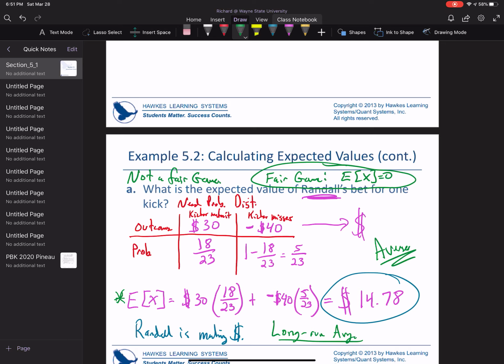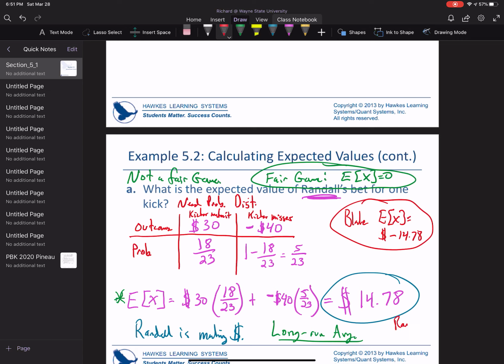Now, if we had written this distribution in the frame of Blake, from Blake's perspective, what we would have noticed is that the expected outcome would have been negative 1478. And what that would have told us is it's not in favor of him. So once again, from Blake's perspective, it would be negative 1478. For Randall, it's the positive. So that's really the cool part to this.